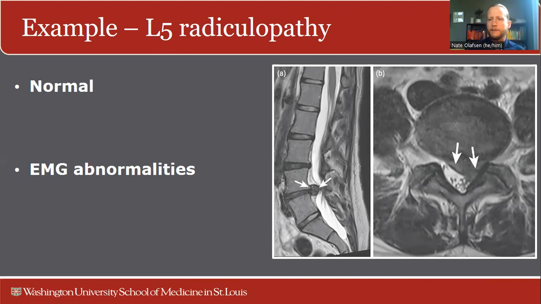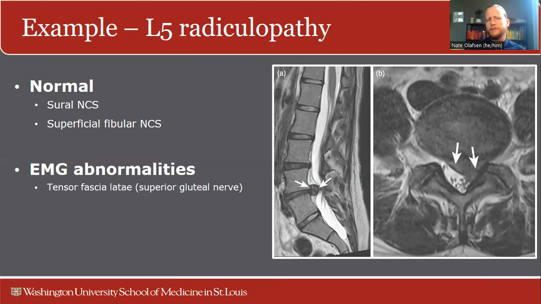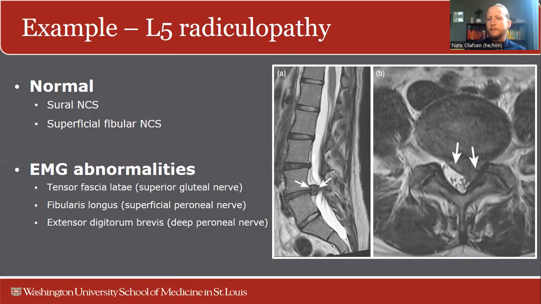The cell body of the sensory nerve and the axon of the sensory nerve down to the skin of the leg should be fine. The injury is proximal to that. Whereas the axon of the motor nerve very likely could be injured by this big disc pushing on it. As a result, sensory studies like the sural nerve or the superficial fibular nerve likely would be normal, whereas EMG abnormalities would likely be seen in muscles that get innervated by the L5 nerve.